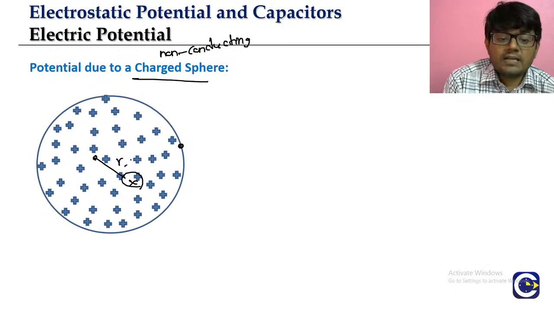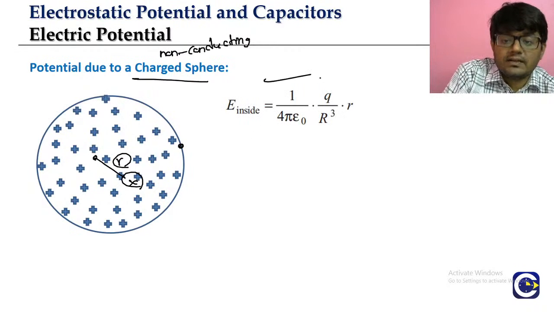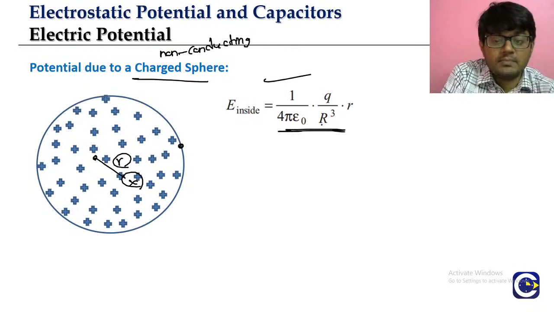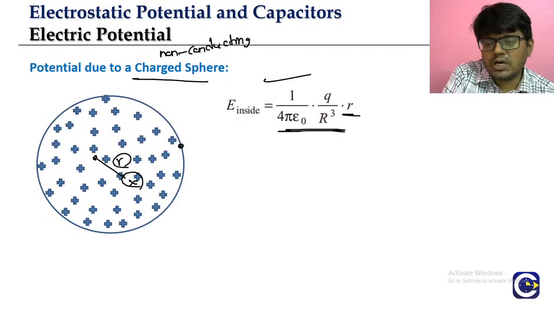Let us mark the point at a distance r from the center of the sphere. There will be an electric field here. What is the electric field formula? It is already in the result: 1 by 4 pi epsilon naught q by capital R cube into small r. We did this derivation in the electrostatic field discussion. What is the field inside the charged non-conducting sphere? 1 by 4 pi epsilon naught q by capital R cube into small r.